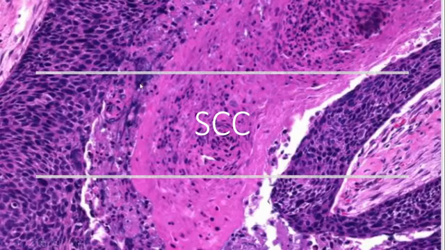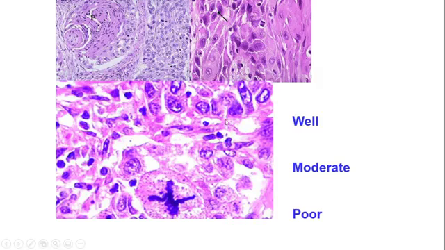Squamous cell carcinoma is the classical feature of oral cancer. It can be presented as well, moderately and poorly differentiated. Differentiation is the degree of similarity of the tissue of the tumor to the tissue of origin.